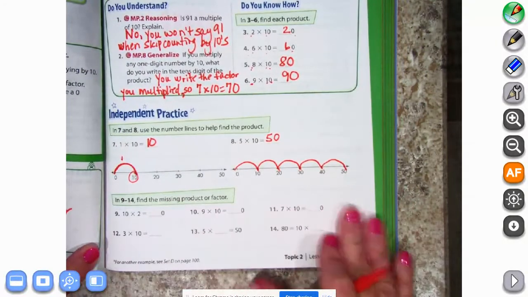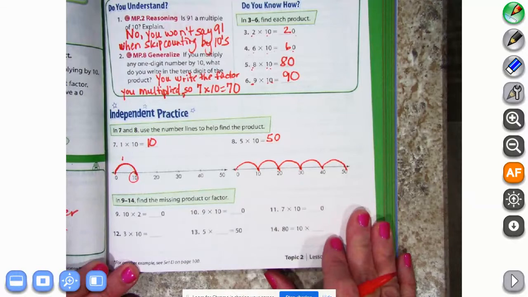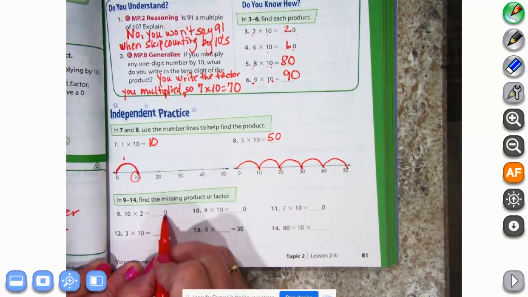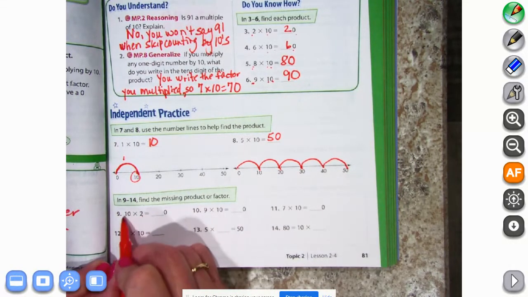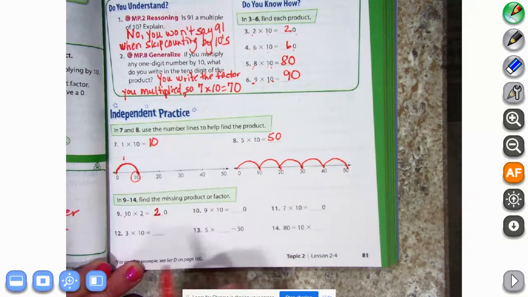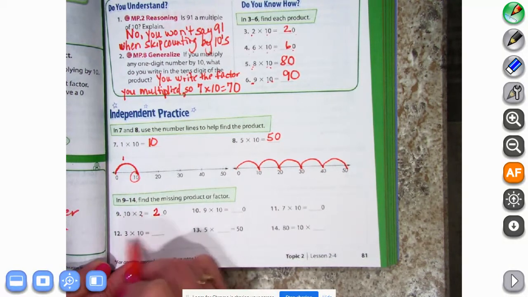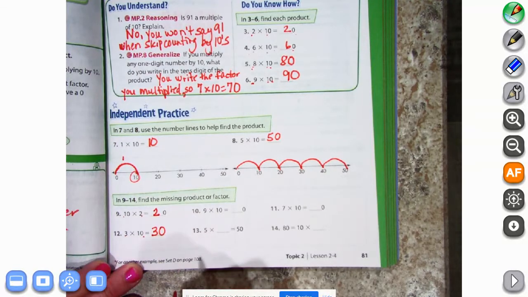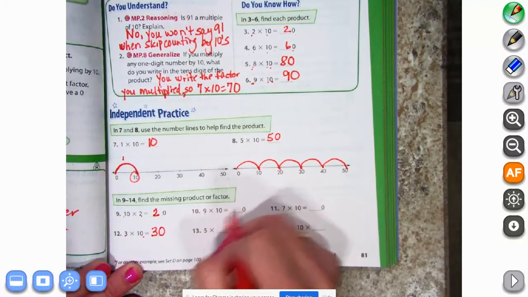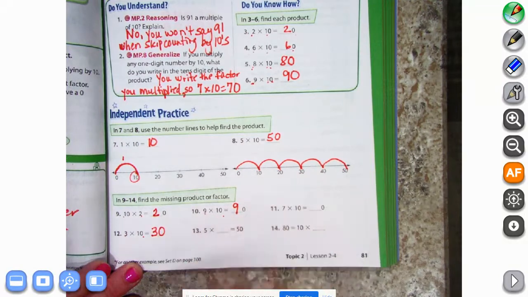All right. So number 9, find the missing product or factor. So we have the 0 in place. So 2 times 1 is 2. 3 times 1 is 3. 3 times 0 is 0. 9 times 1 is 9. 9 times 0 is 0.